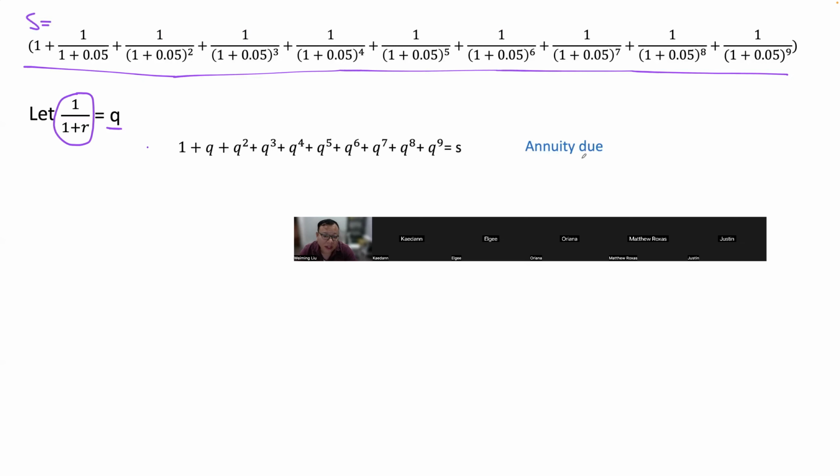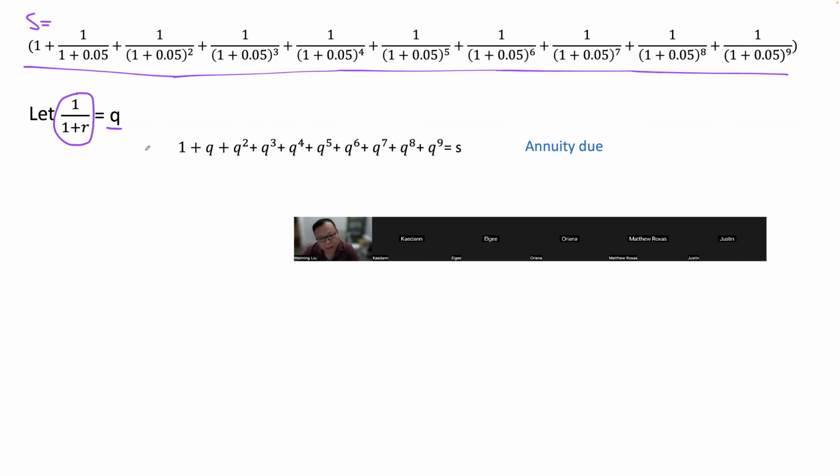So this is actually an annuity due. Okay, there are 10 payments, and each payment happens at the beginning of the period.